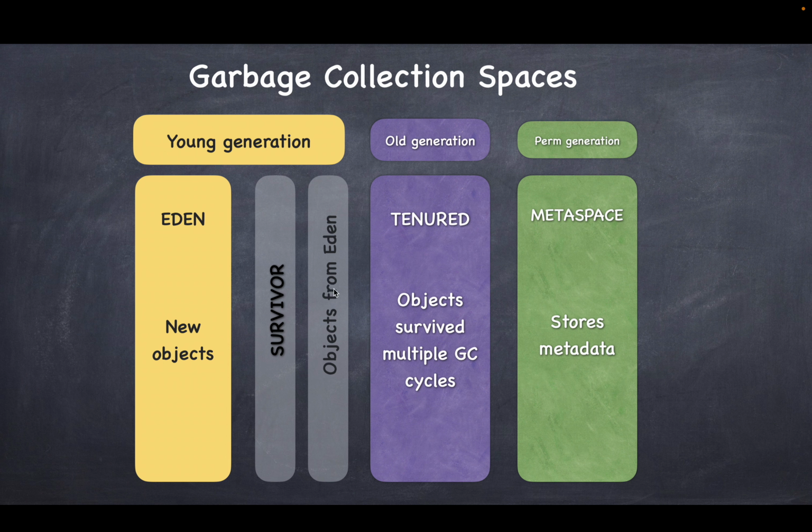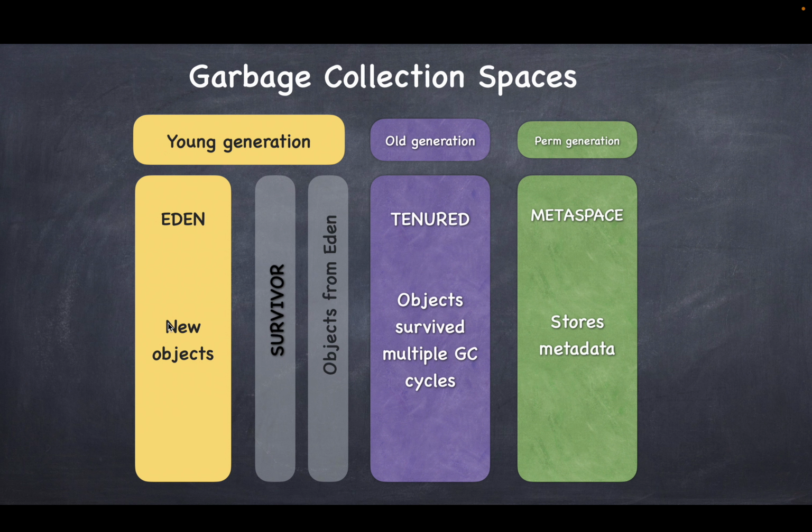Again, the garbage collection cycle has run multiple times, 3-4 times, but a few objects have survived, and they are in the survivor space only. Then they will get moved to the tenured space, meaning those objects that survive multiple garbage collection cycles will be moved from the survivor space to the tenured space. Perm generation, which is nothing but the metaspace, is a different space which will store the metadata information.